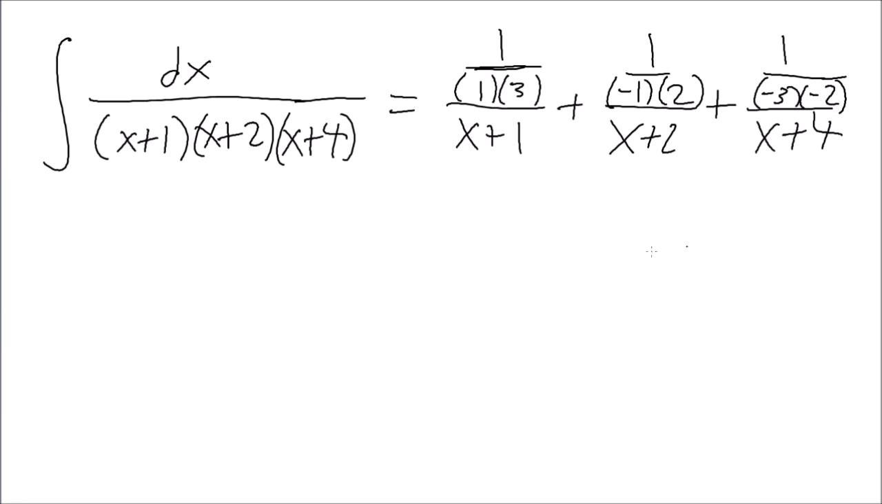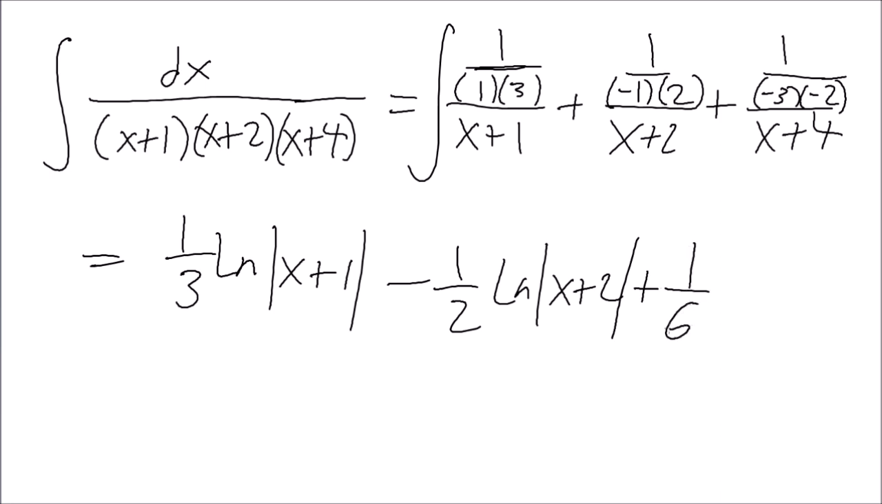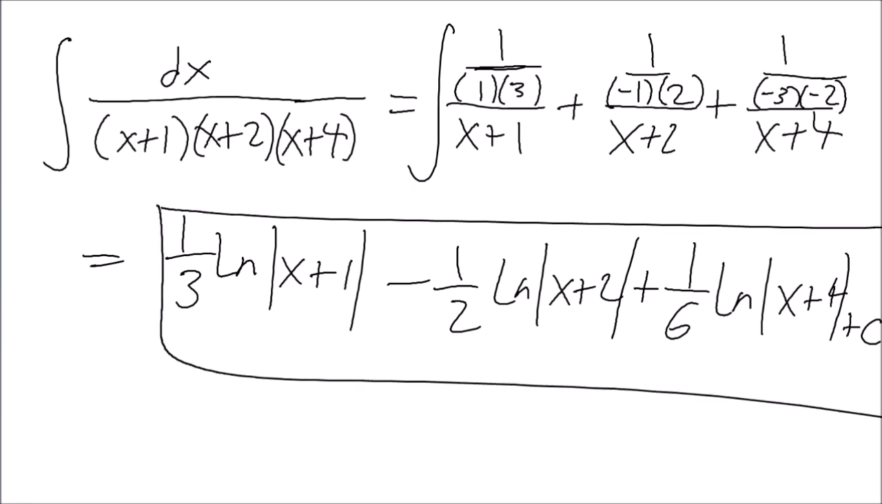Okay, got it. So now my integral, I can go ahead and just straight up integrate: 1/3 ln of x plus 1, negative 1/2 ln of x plus 2, and plus 1/6 ln of x plus 4, plus c. Bam, look how fast the Heaviside method is. That's how we do it in speed integration.